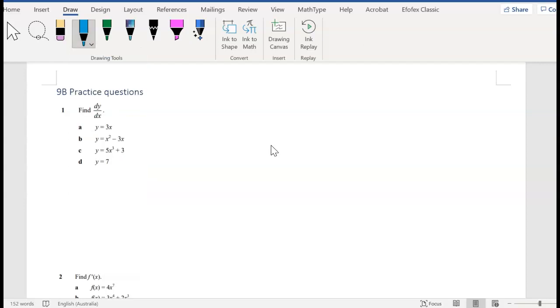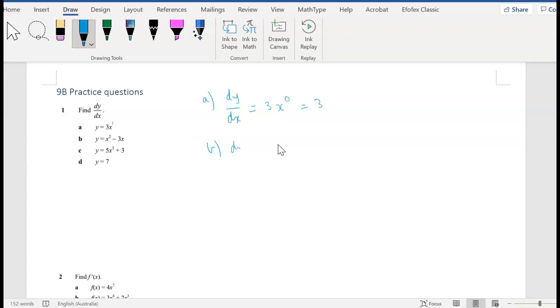Okay, so I'll use the notation dy dx, but sometimes I use f dash x, especially if you've got f of x in the question, not y. Okay, so we've got 3x, so basically your power of x is 1, so we're going to do 1 times 3, which is 3, and then we decrease our power to 0. Now anything to the power of 0 just becomes 1, so your derivative is going to be 3.